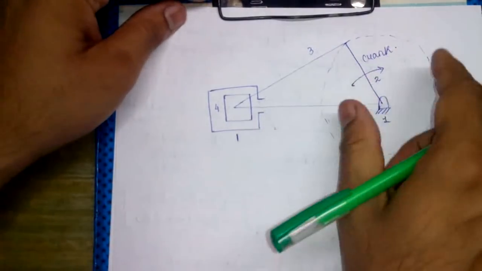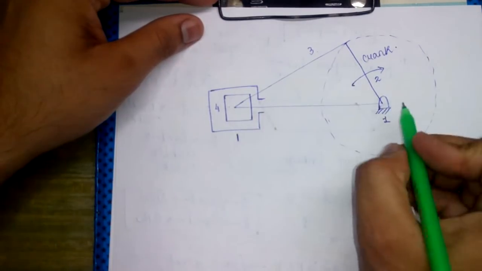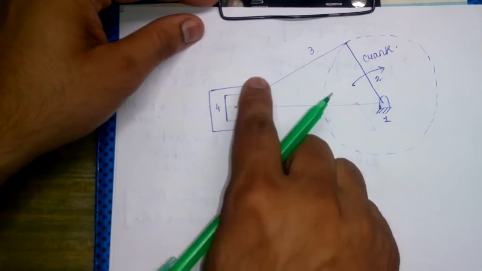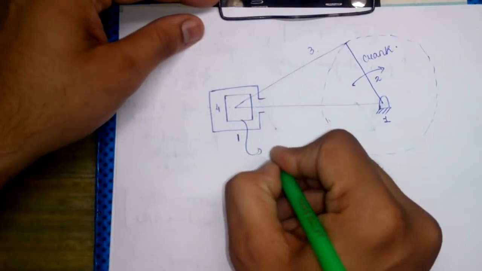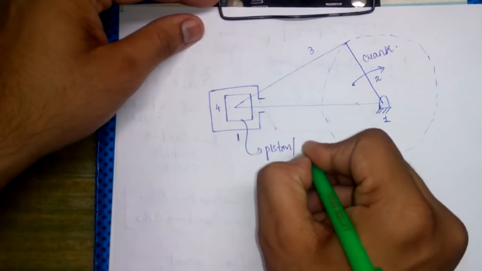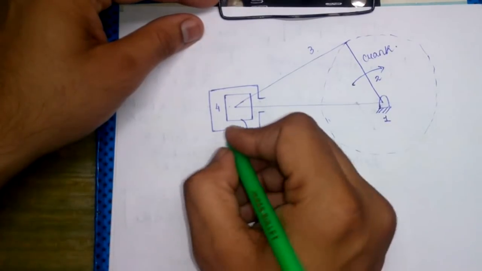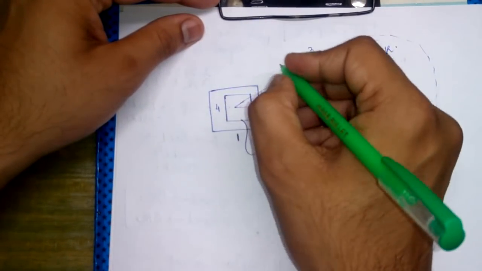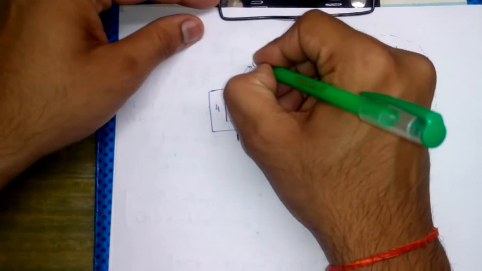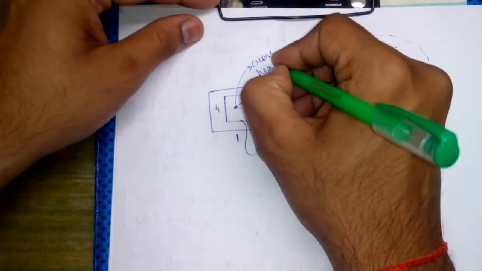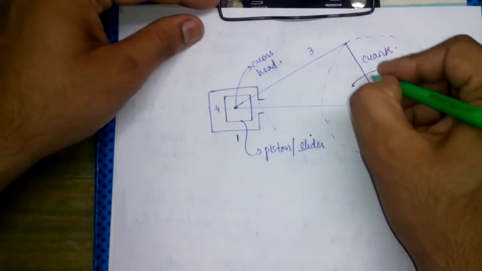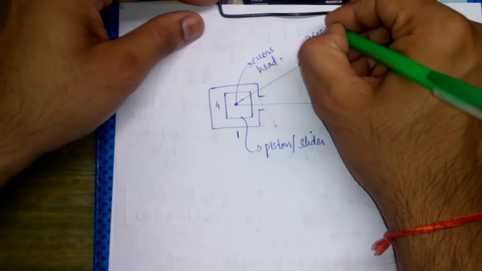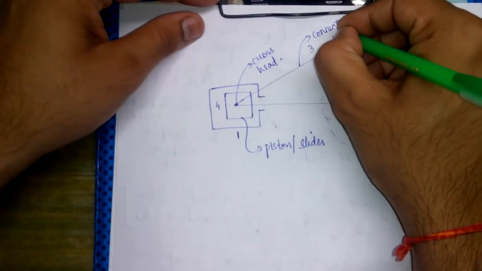This is the diagram of a single slider crank mechanism, which has a total of 4 links: 1, 2, 3, 4. 1 is the grounded link. This is the piston or slider. The piston rod is also here; I have not drawn it separately. This is the cross head. This is the crank. This is the connecting rod.